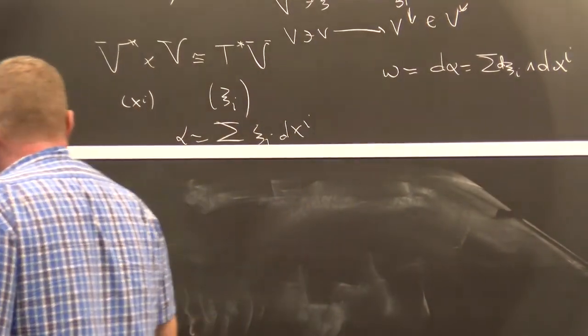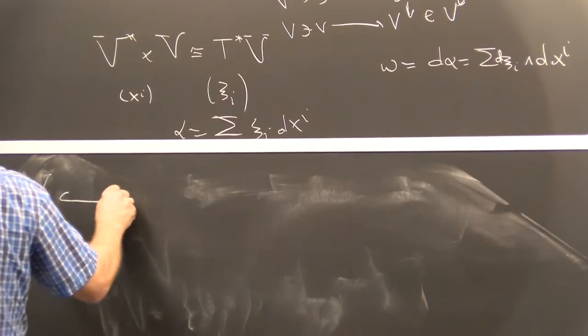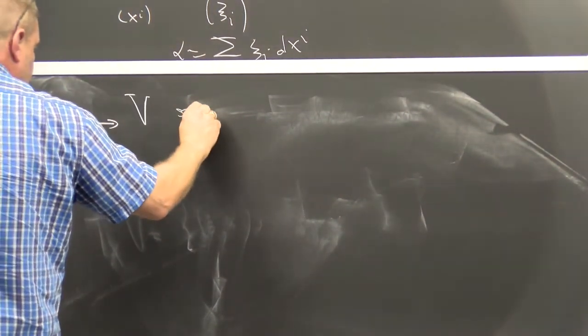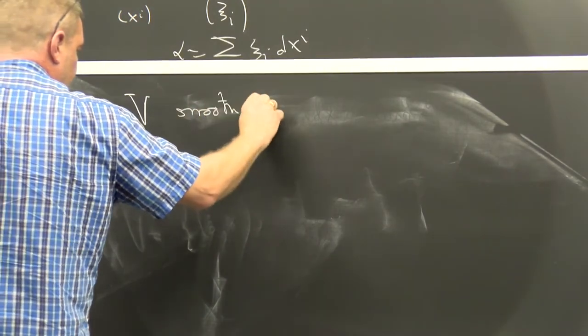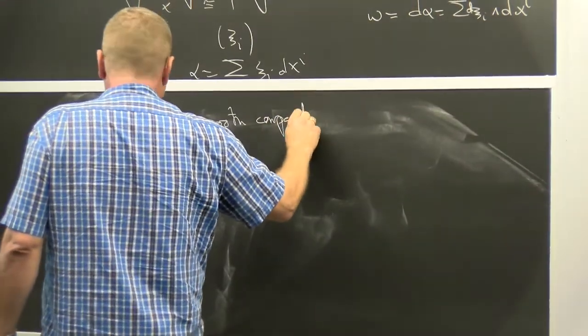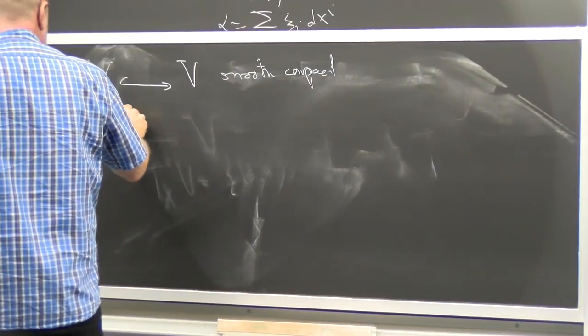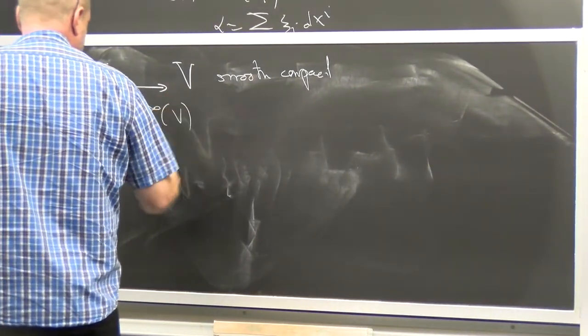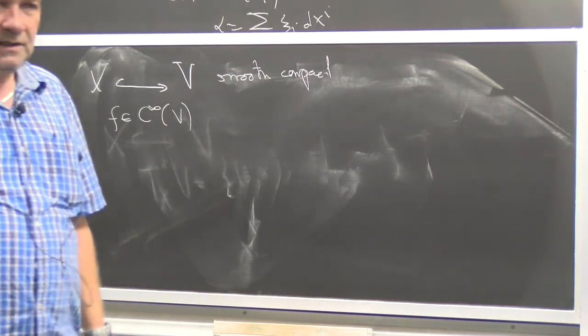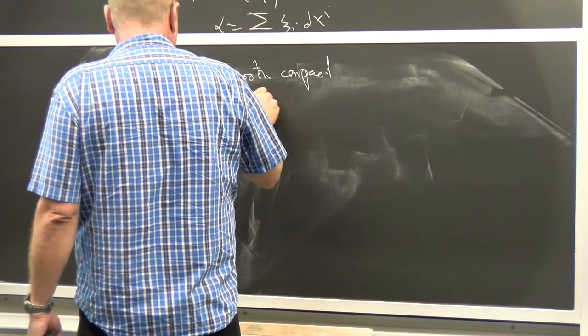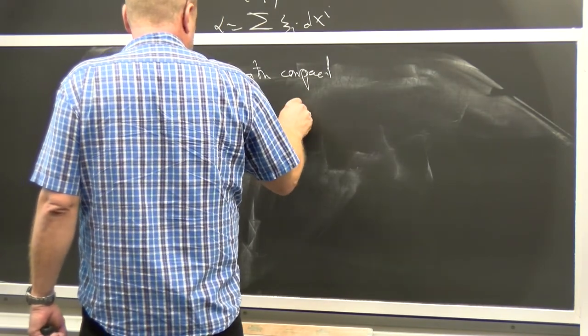We start with a smooth compact submanifold. And we have a smooth function in the ambient space. And we can form its graph.